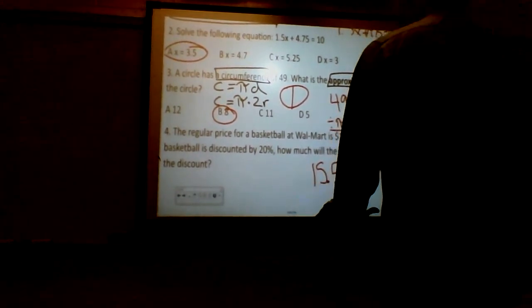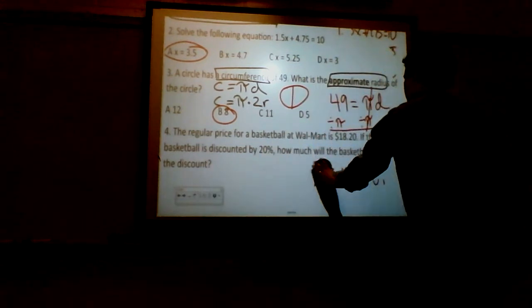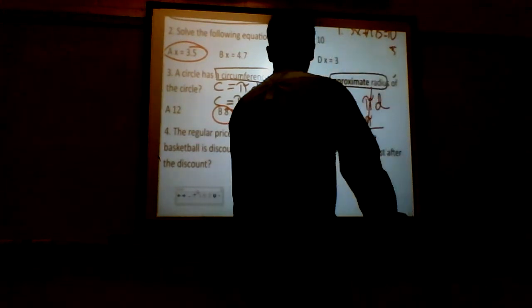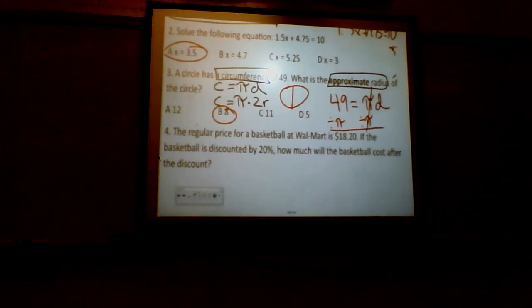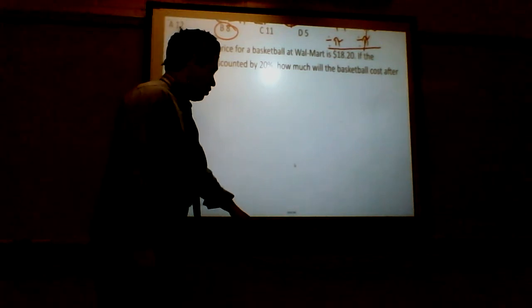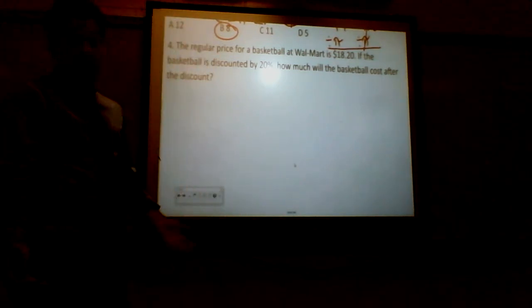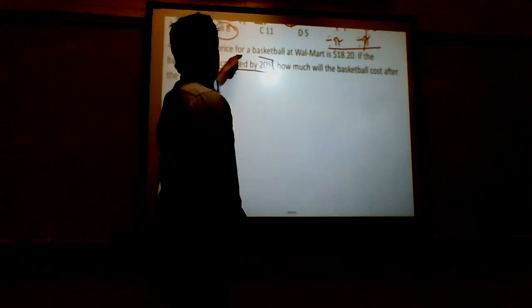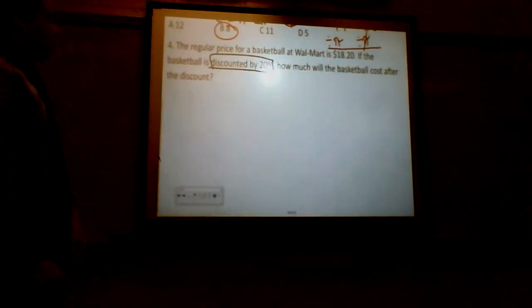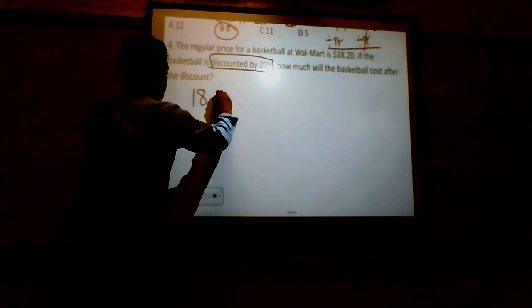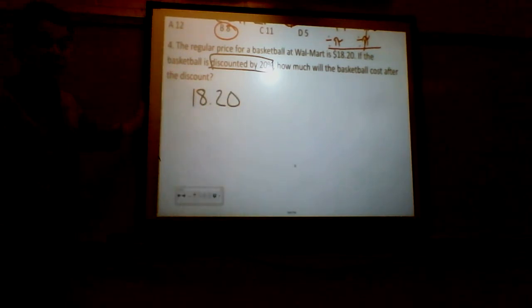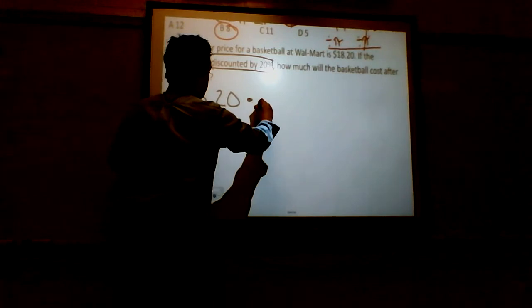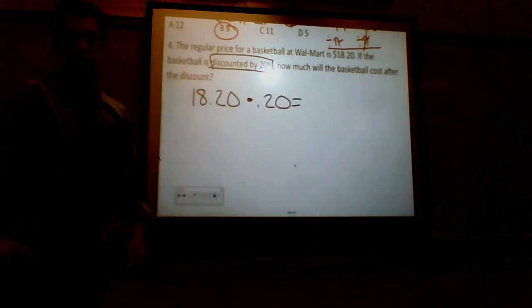Question 4. The regular price for a basketball at Walmart is $18.20. If the basketball is discounted by 20%, how much will the basketball cost after the discount? Well, I know many of you have probably gone shopping before at some point in your lives. A discount means the price is going to decrease or go down. So if the original price was $18.20, to determine the discount, I do that original price times 0.20, which is 20%.